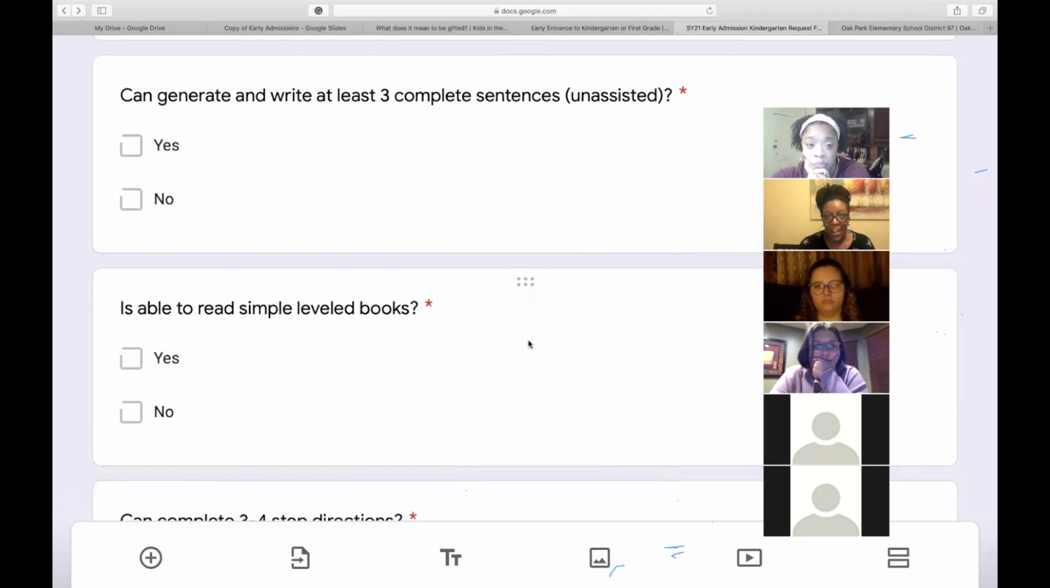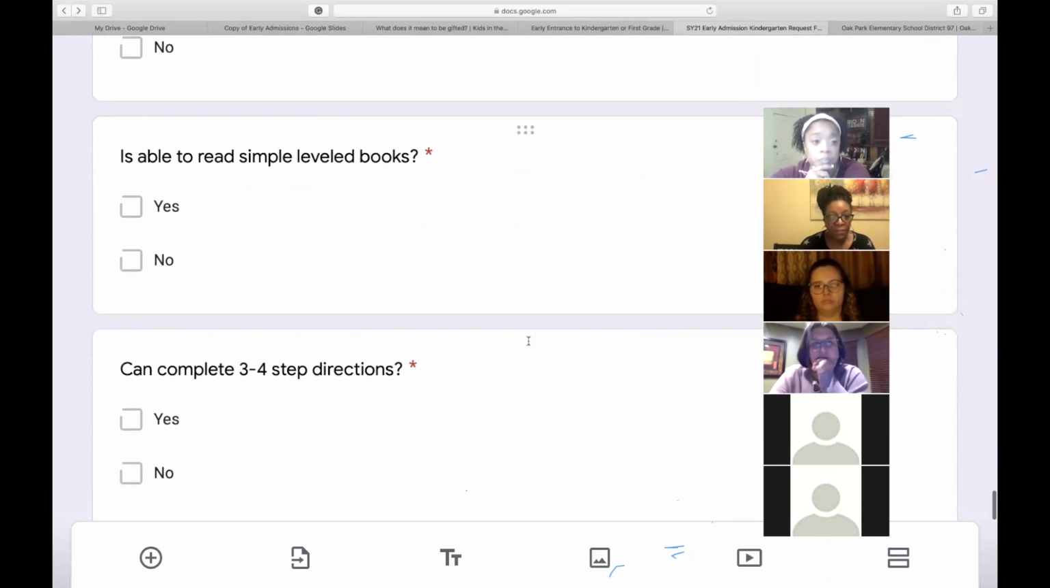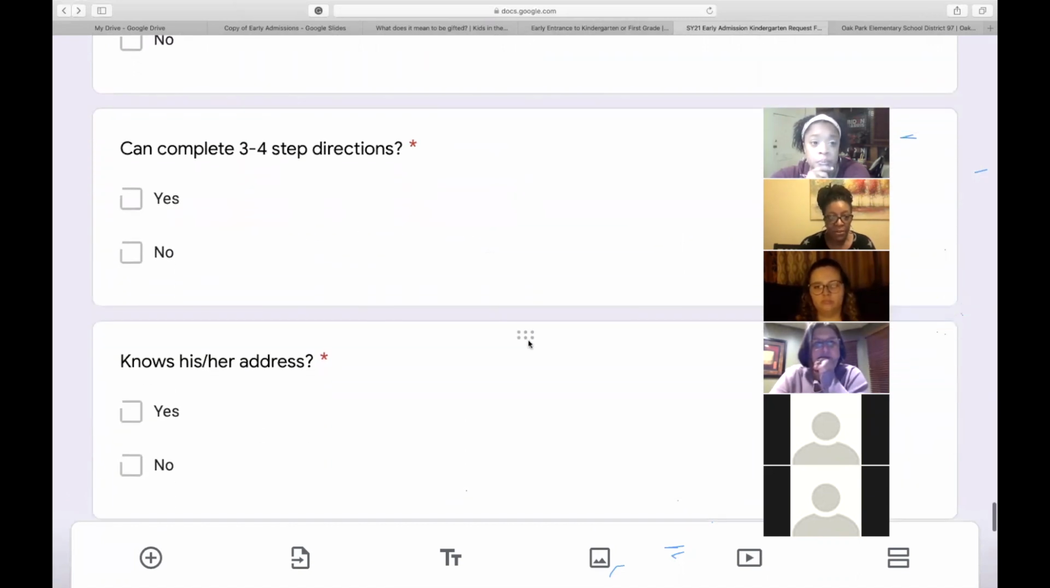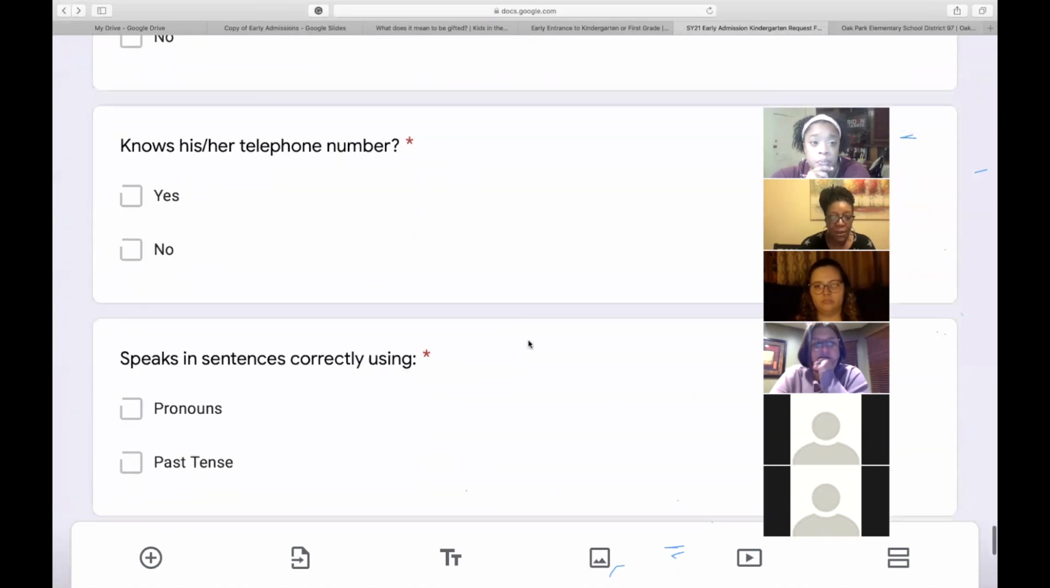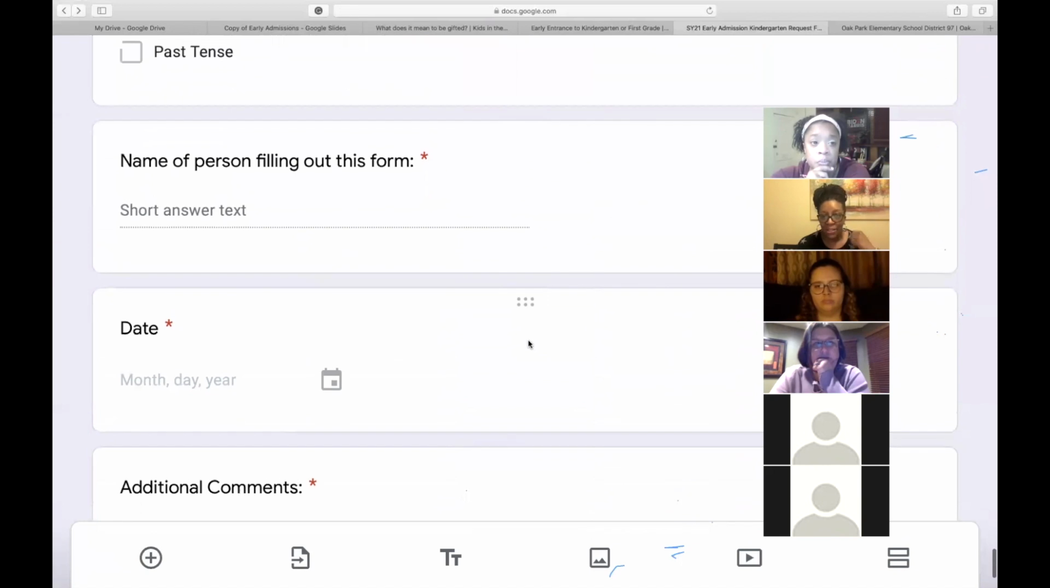Can generate and write at least 3 complete sentences unassisted. And as Michelle alluded to earlier, is able to read simple level books, can complete 3 to 4 step directions, knows address, telephone number, uses pronouns and past tense correctly. And then we just wrap up that form. So that would actually be the first step.